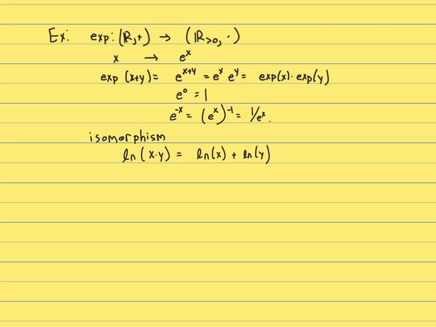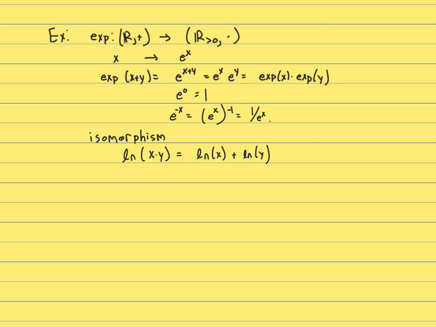It's the exponential map. It sends the real numbers to the positive real numbers by sending x to e to the x. And a property of exponents is that e to the x plus y is e to the x times e to the y. What that really means is that this map, called exponentiation, is a homomorphism from the real numbers under addition to the positive real numbers under multiplication.